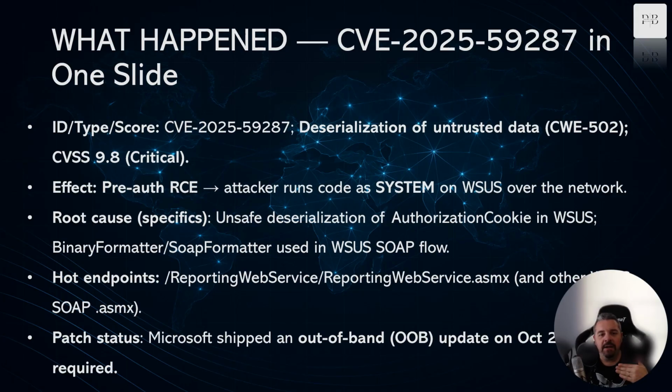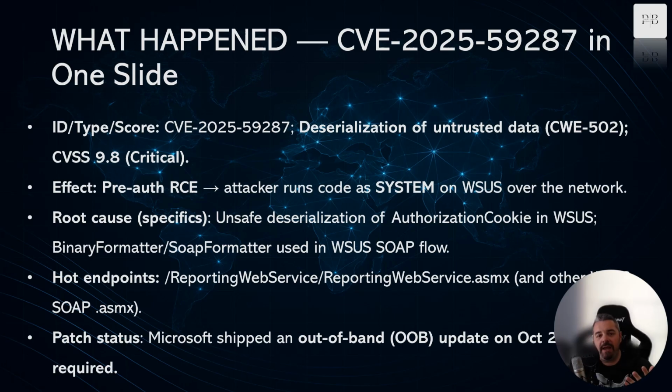The targets and hotspots are basically the WSUS SOAP endpoints, so the reporting web service .asmx, and the client web service, client.asmx, the API remoting 30/webservice.asmx, and the usual WSUS ports 8530 for HTTP, 8531 for HTTPS. If those endpoints are reachable, you are in a danger zone.